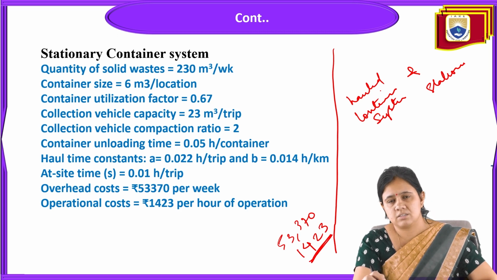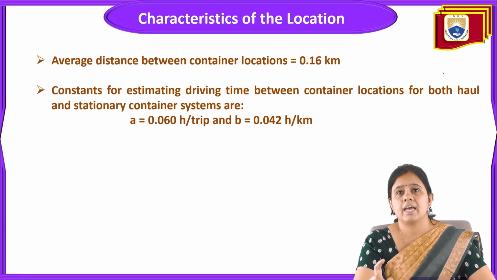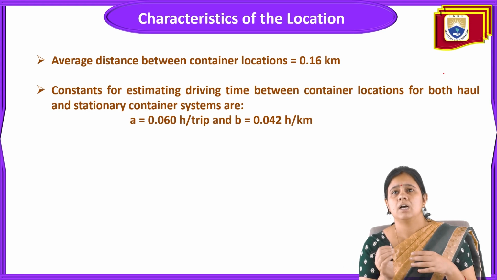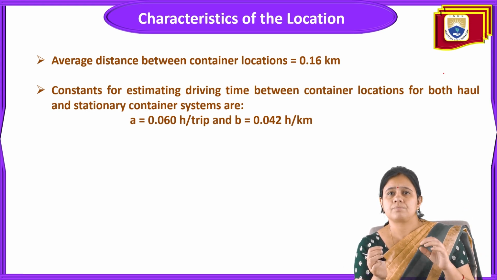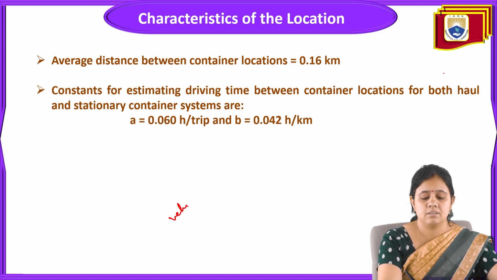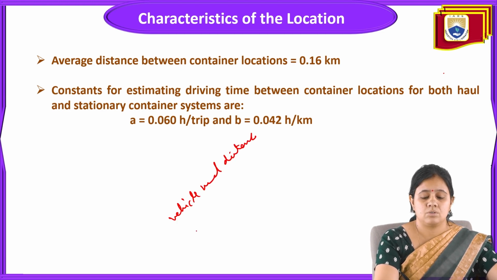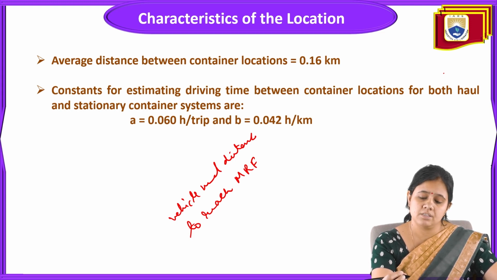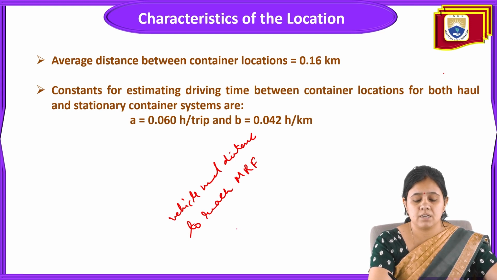You can also see this type of data. Now the average characteristics of the location are very important, like how much distance the vehicle needs to travel to reach the MRF site. First, we'll see the average distance between the containers. Container 1, container 2. This is container 1.